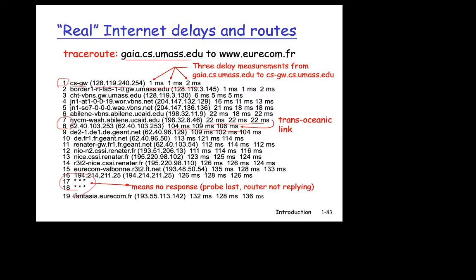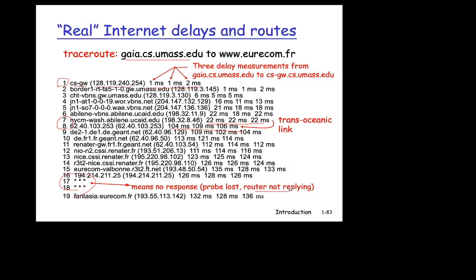A little bit more interesting is also hop 17 and 18. You see stars, stars, stars. That means the routers are not responding. It could be because the probing messages are lost or the replying messages are lost. But it's more likely that the routers are on, but they have turned off replying to these probing messages.